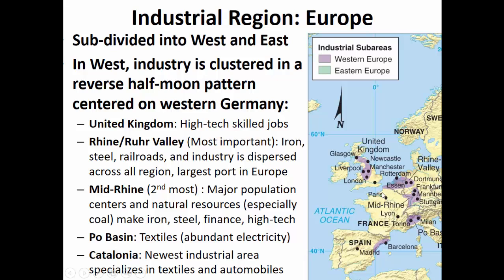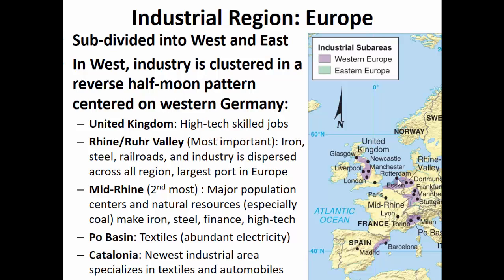Second area is called the Rhine-Ruhr Valley. It's located right here between the Rhine and the Ruhr rivers. It is considered by many to be by far the most important industrial region in Western Europe, and one of the most important in the world. There's a huge combination of things that are produced here. You produce iron, steel, railroads, and all other types of industries mixed in as well.